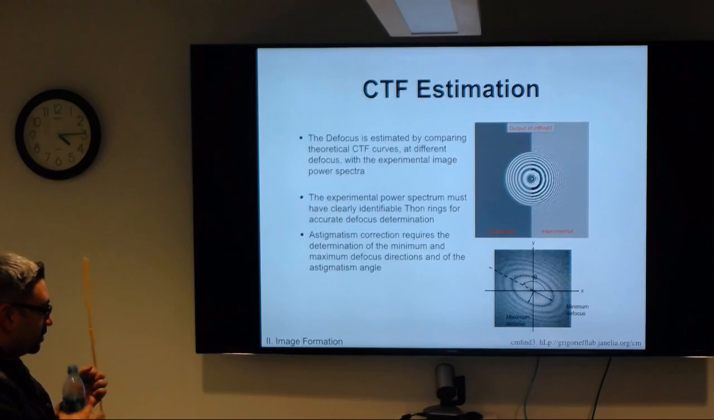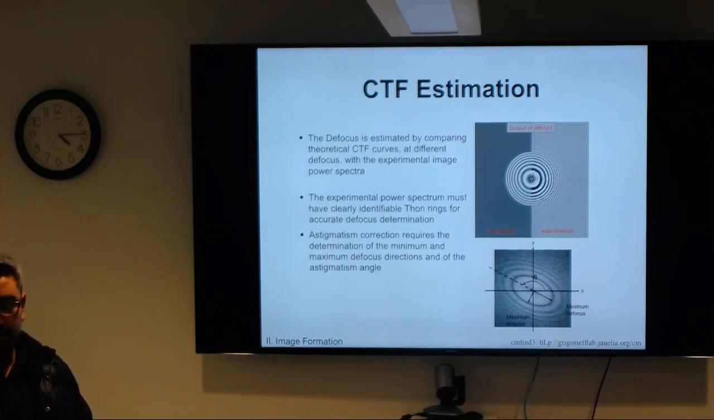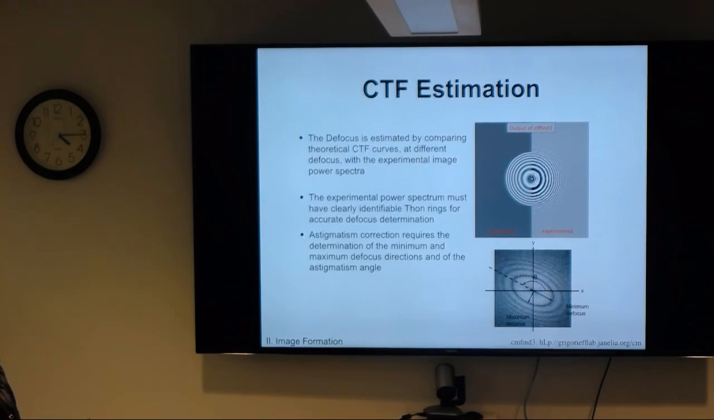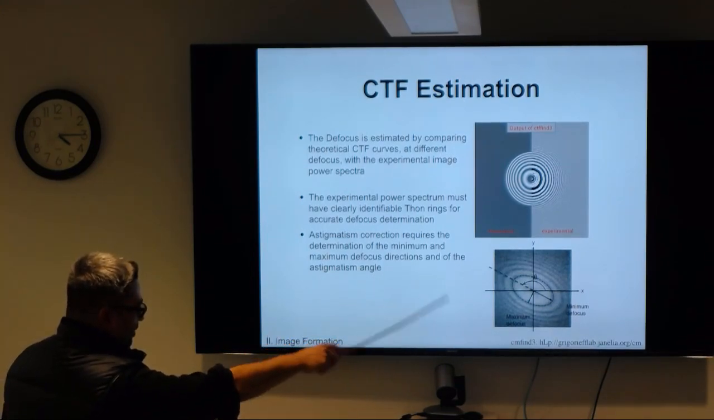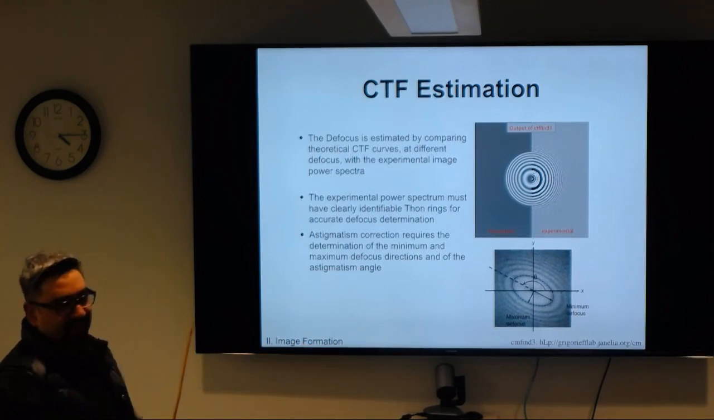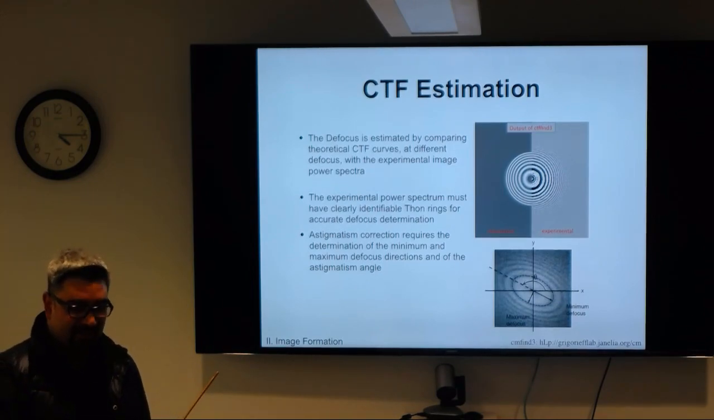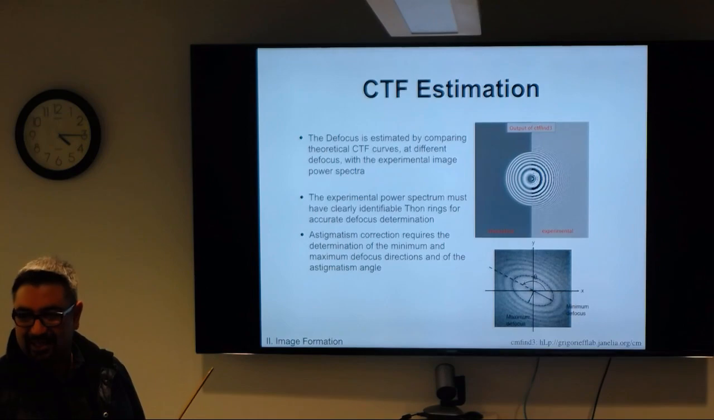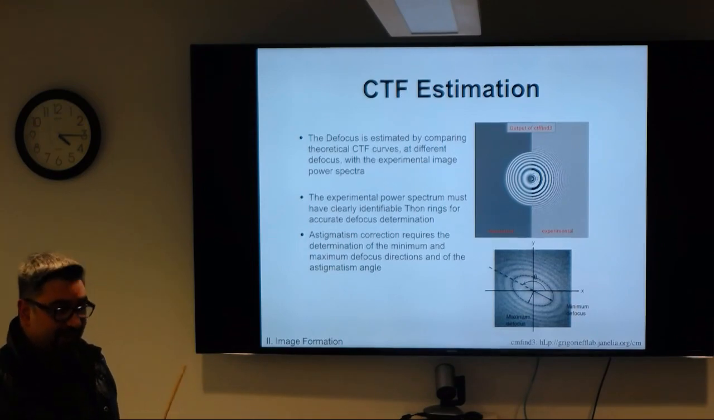The further you go out to the edge of those images, you can see those rings start to disappear. They start oscillating faster and faster, and then just become sort of indistinguishable. And it drops off. With CTF estimation, you also have to take into consideration astigmatism, and it requires the determination of the minimum and maximum defocus directions and the angle. That way you can determine the astigmatism. So this is why we try to align the microscope and minimize any astigmatism before we collect your data.